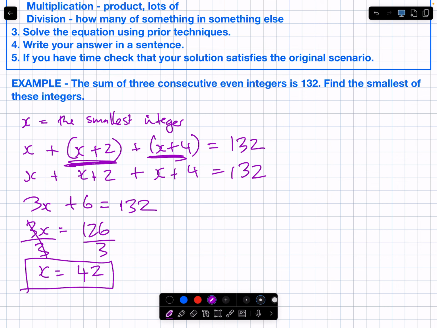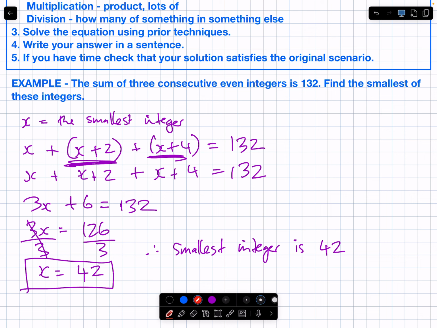But we've got time to check it. Oh, and also, I'm missing something. Have I done step 4 yet? No? Therefore, smallest integer is 42. I'm going to do in red the checking process. Your little flex to make sure that you're going to get 100% in your test. If you have the time, check the solution satisfies the original scenario.